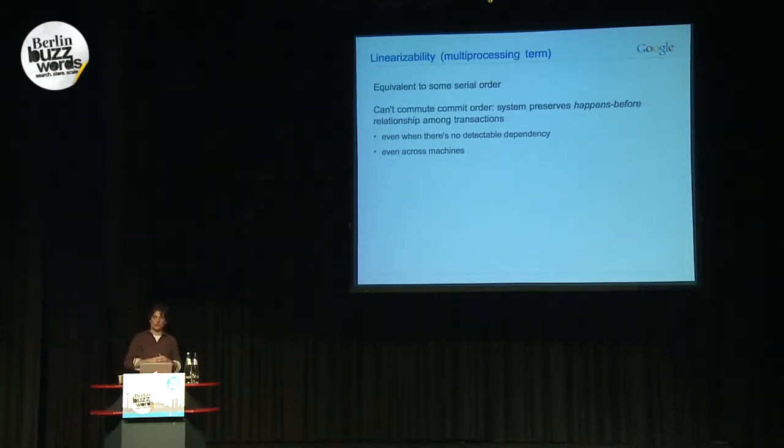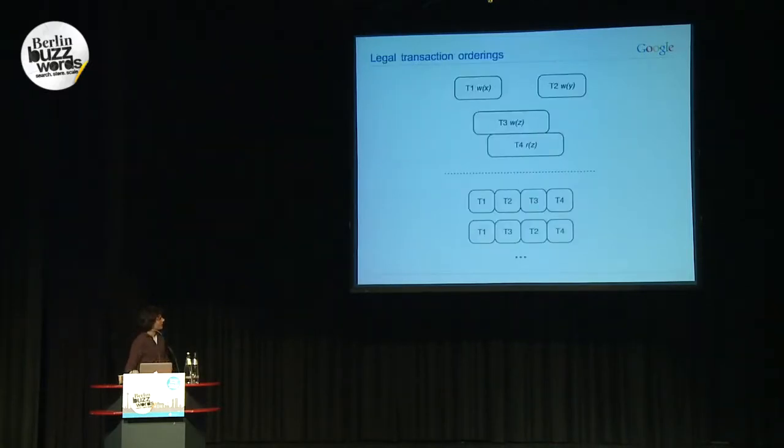There's a useful term that comes out of concurrent programming, linearizability. It's about the most intuitive, feasible model for programming a multiprocessor. And it applies well to programming a distributed system on top of a distributed database. So of course, it includes serializability. We need to be equivalent to some serial order. And we can't commute the commit order. So that was that T1, T2 dependency in the previous slide.